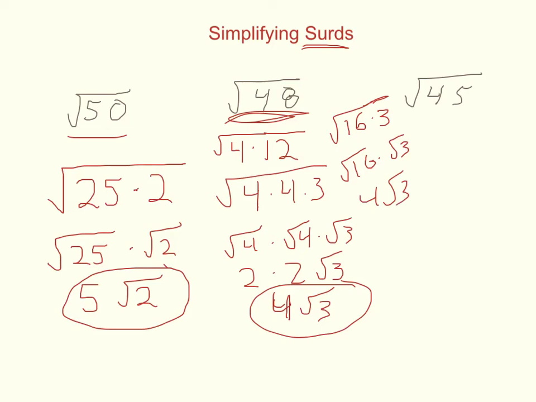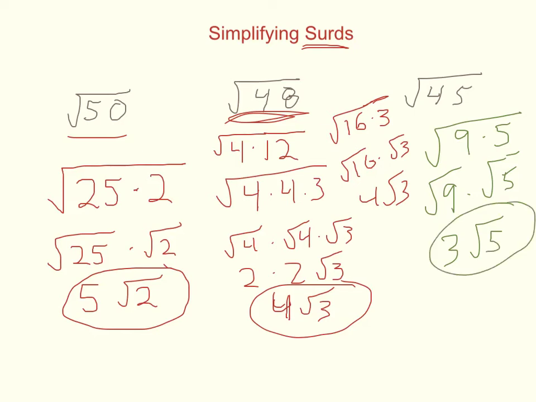Okay, and then last for here, let's do the square root of 45. Well, what perfect square factors go into 45? The one that I can think of is 9. 9 times 5 is 45. So if we separate this into the square root of 9 times the square root of 5, and the square root of 9 is 3, we get the answer of 3 root 5.